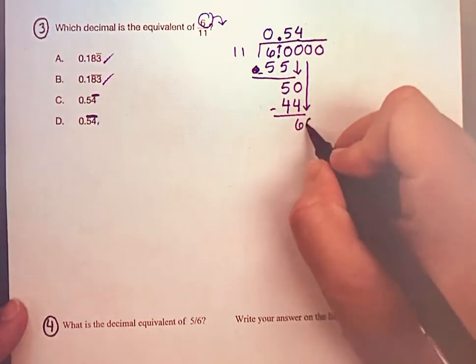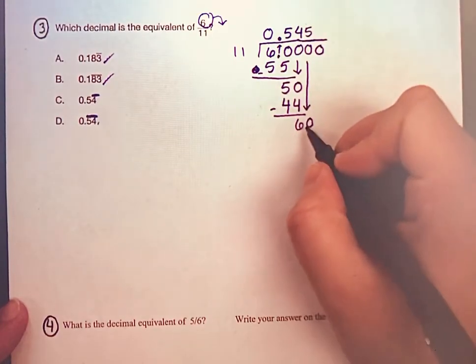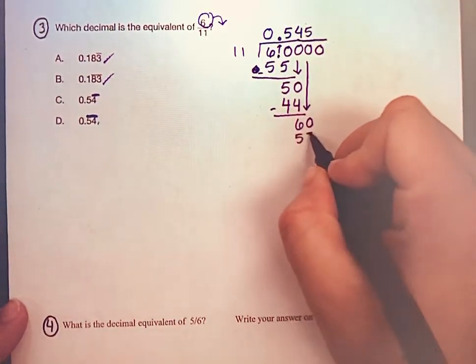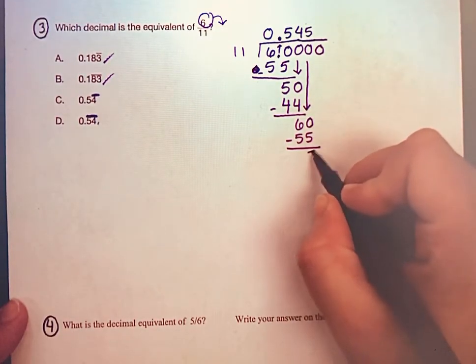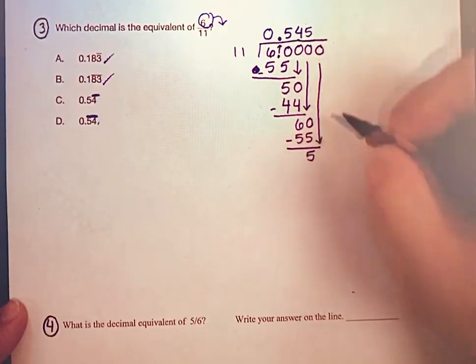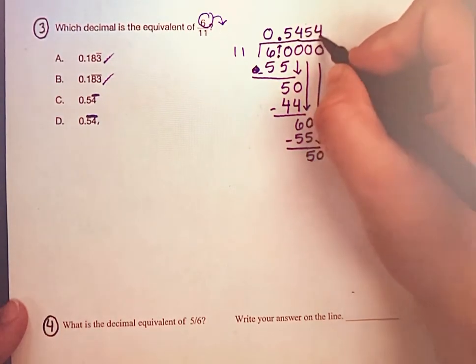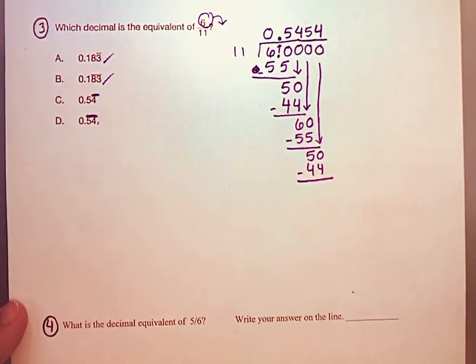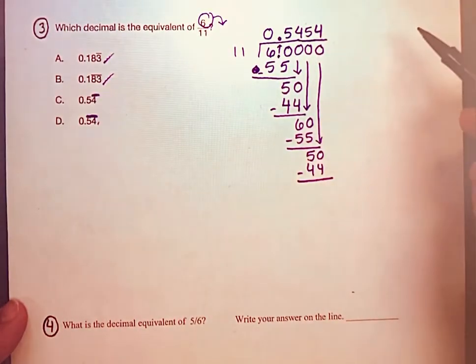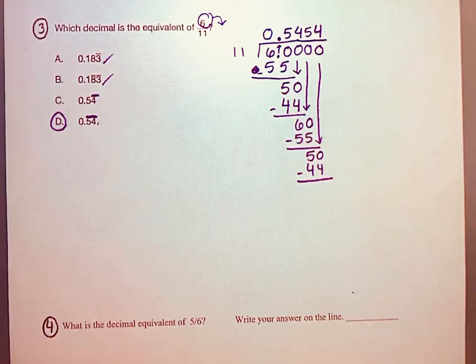So bring down my 0. Can 11 go into 60? Yes, it can go into it 5 times. When you multiply 5 times 11, you get 55 again. Subtract, and you get 60 minus 55 is 5. Bring down that other 0, and you can kind of see what the pattern is going to be at this point. 11 can go into 50 4 times, and we can go on with this literally forever, and we keep getting 54, 54, 54. So the answer here is going to be D, because it's not just the 4 that's repeating, it is the 5 and the 4 that's repeating.